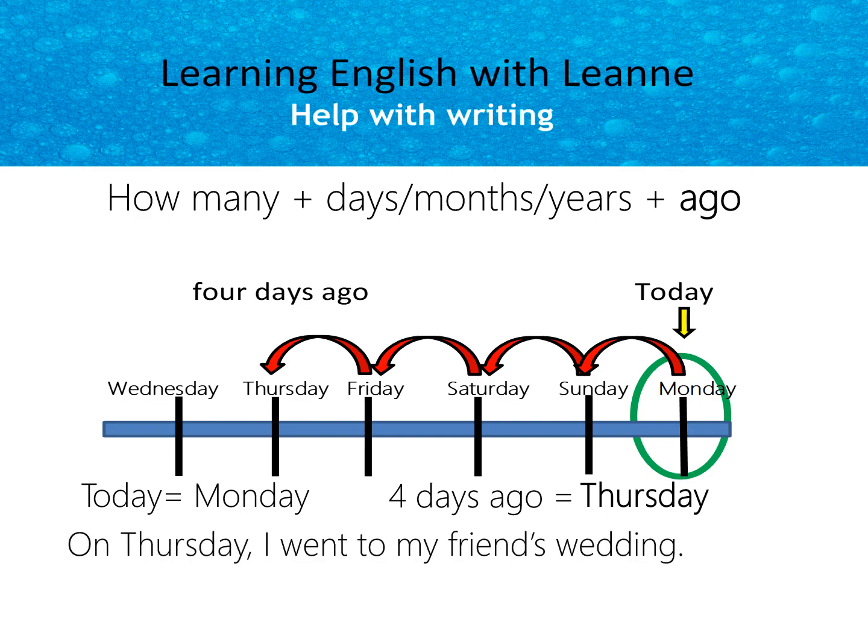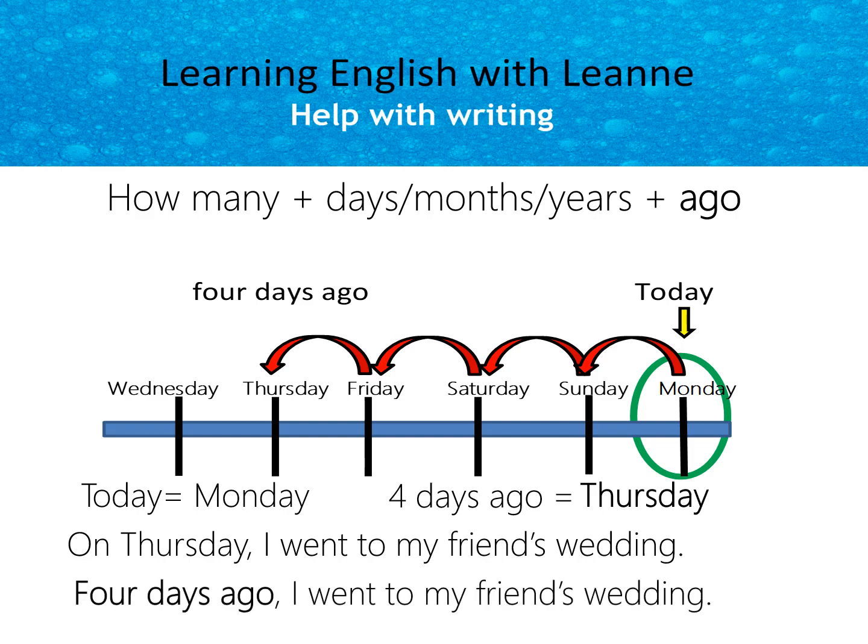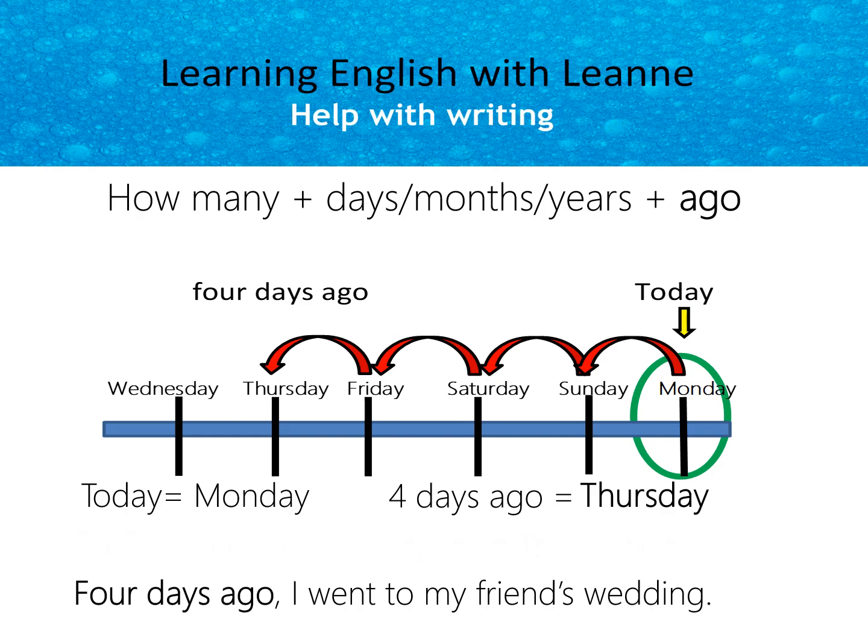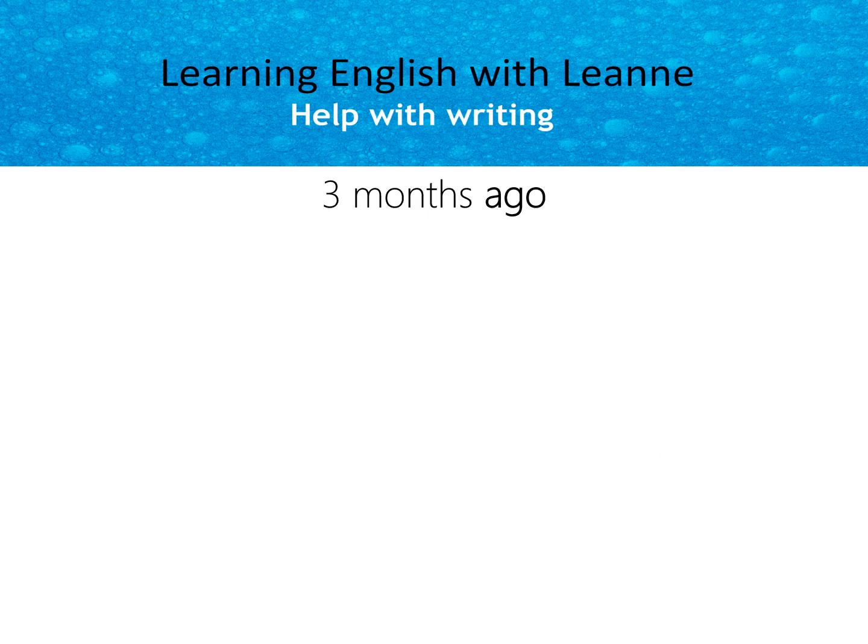Here's an example. We could say on Thursday I went to my friend's wedding. This is good use of time words, but we want to use ago. So we would write 4 days ago I went to my friend's wedding. Here's another example. I started a new job 4 days ago. Time is last or first in our sentences.